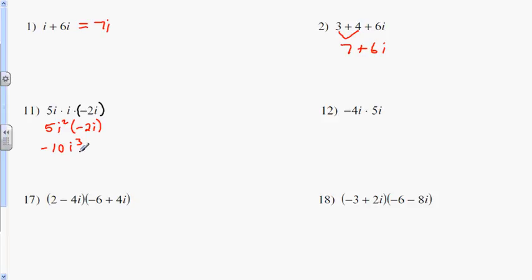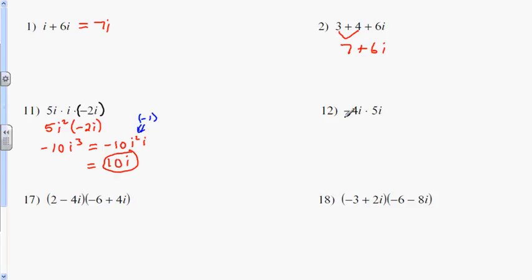Now here we have i to the third. As I stated before, if we have anything beyond a 1 for a power above an i, it's not simplified yet. So here we would use the knowledge that i squared means something to us. We would rewrite it as i squared times i. We know that i squared is equal to negative 1. So this is going to give us negative 10 times negative 1, which is a positive 10i.